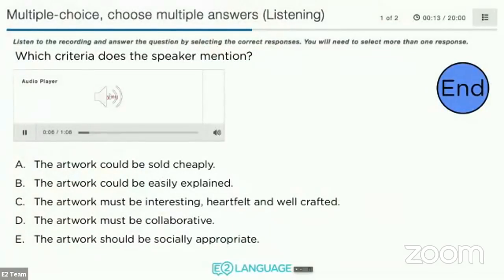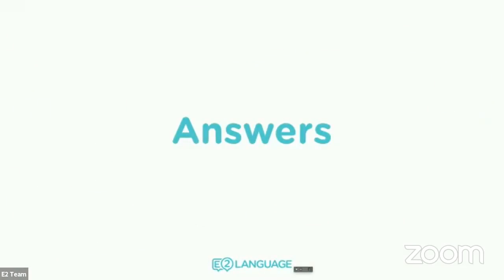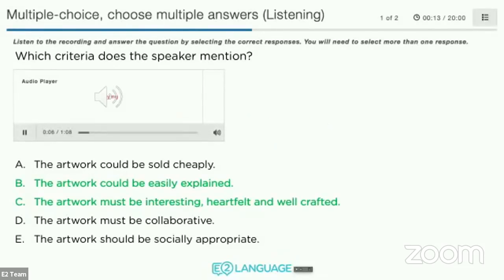Anyway, let's go through the answers. The question is, which criteria does the speaker mention? So he mentions that he's going to create a magazine, a biennial. Is that what he called it? Something like that. And he mentioned that in this magazine that he was going to create, he needed to be able to easily explain the artwork to his grandmother, so his grandmother could get it. That was B. That was one of the criteria.